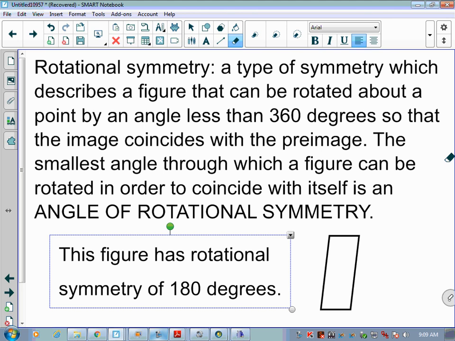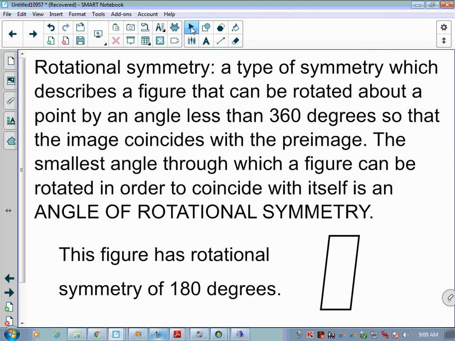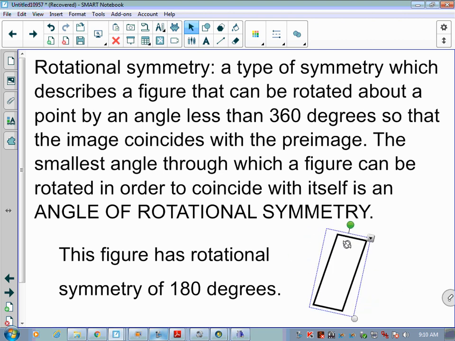The smallest angle through which a figure can be rotated in order to coincide with itself is called the angle of rotational symmetry. You might be able to rotate something multiple times and it map onto itself. Okay, this figure has 180 degrees of rotational symmetry, and I'll try to illustrate that here if I can. All right, so we see it like this, and if I take it to 180 degrees, I'm back to that same shape that it had, right? So that's 180 degrees. Again, if I go 360 degrees, I'm back to where I started. So it really only has rotational symmetry every 180 degrees. Does that make sense? Great. Okay.